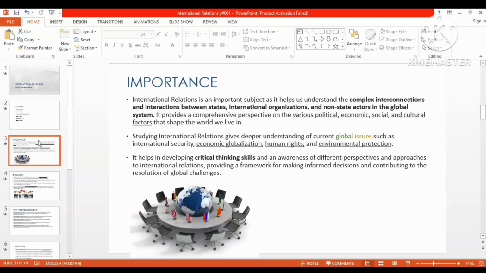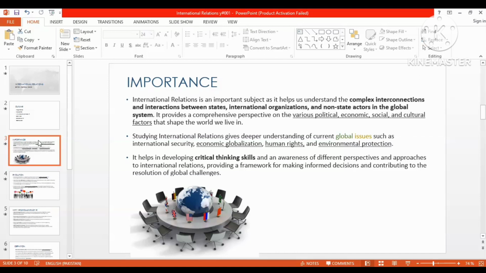International relations is an important subject as it helps us understand the complex interconnections and interaction between states, international organizations, and non-state actors in the global system. It provides a comprehensive perspective on the various political, economic, social, and cultural factors that shape the world we live in. Then, studying international relations gives a deeper understanding of current global issues such as international security, economic globalization, human rights, and environmental protection. It helps in developing critical thinking skills and awareness of different perspectives and approaches to international relations, providing a framework for making informed decisions and contributing to the resolution of global challenges.